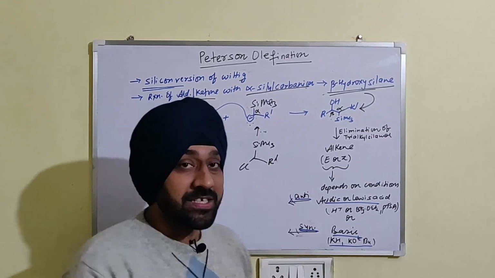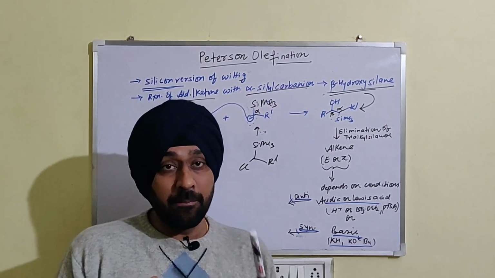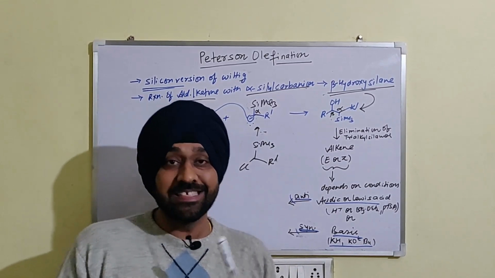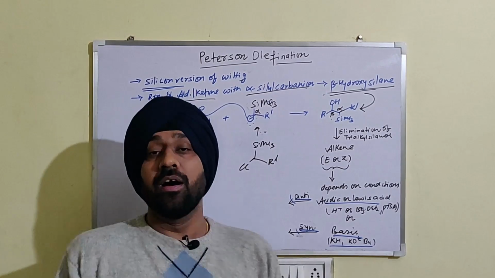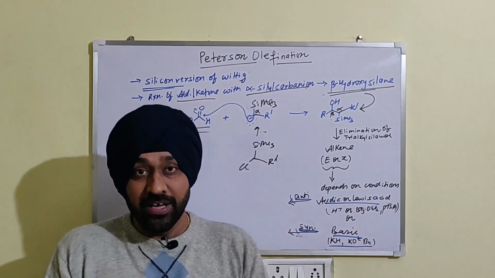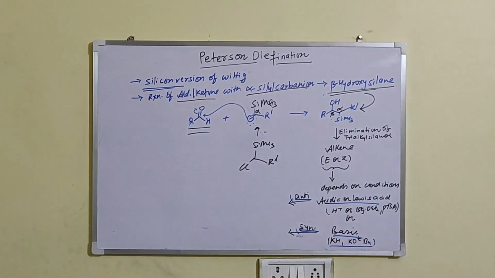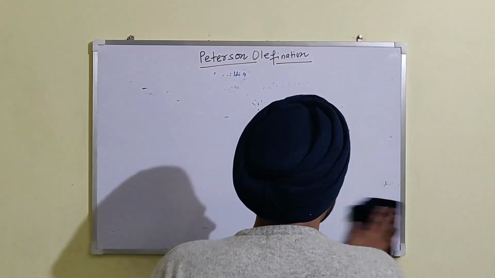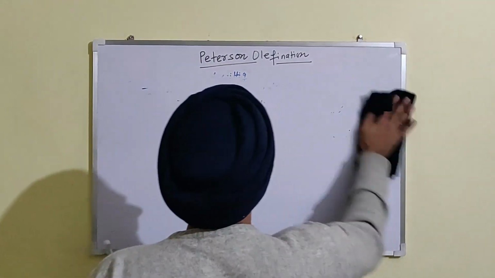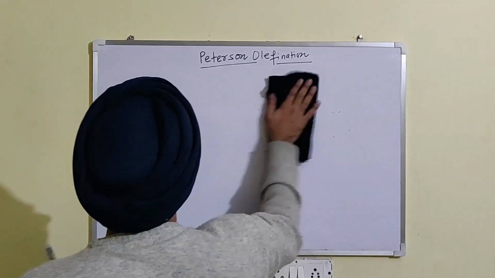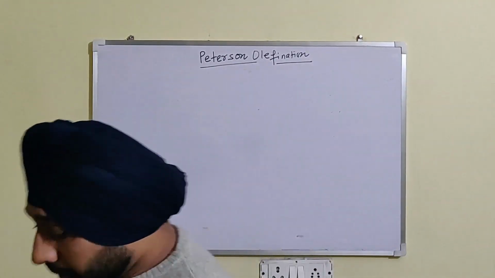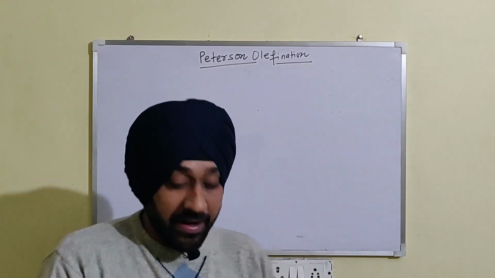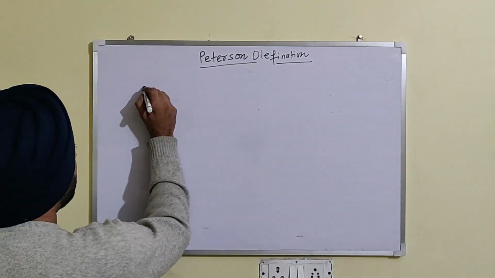So this can be best understood with the help of examples, and in the examples I'll try to project how easy it is to predict the stereochemistry. Okay, so let us start the video by taking this particular example. First of all, I'm going to consider the elimination under basic condition. So as I said, under basic condition, the elimination takes place in a syn manner. Okay, let us take an example of this.